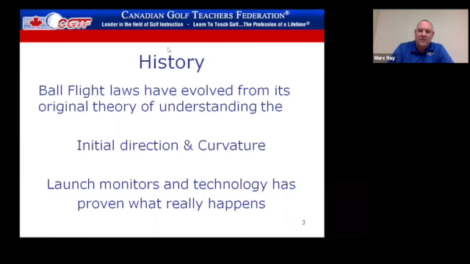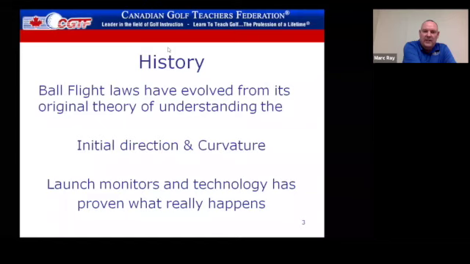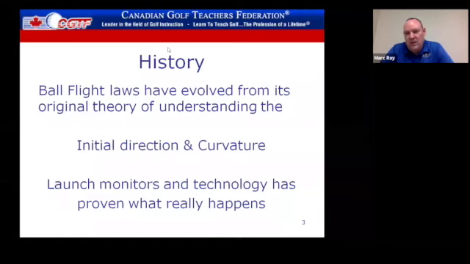But going back to the ball flight, it comprises two things really: the initial direction and curvature. And one of the reasons, again, why we're doing ball flight as our first real kick at continuing education is that in the home studies that come in and the exams that we're marking, ball flight is probably one area that's not being done particularly well. It's not understood and it's not explained correctly.